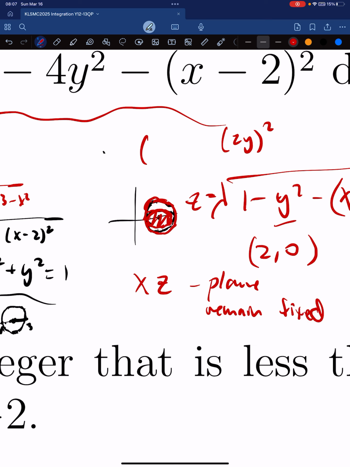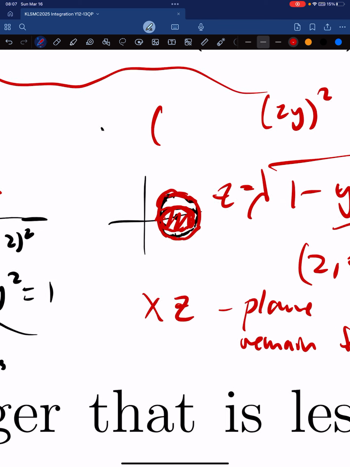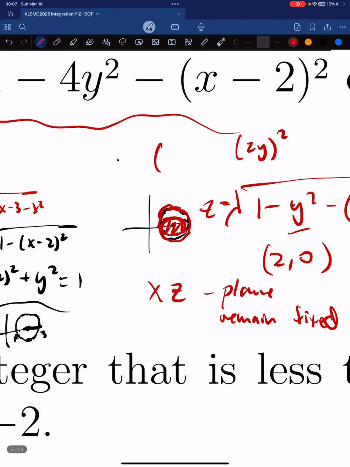So basically, as you do the transformation of your y-axis, your volume gets scaled by the same factor. Your y-axis gets scaled by 1/2, right? Everything gets scaled by 1/2, so your volume will also get scaled by 1/2.